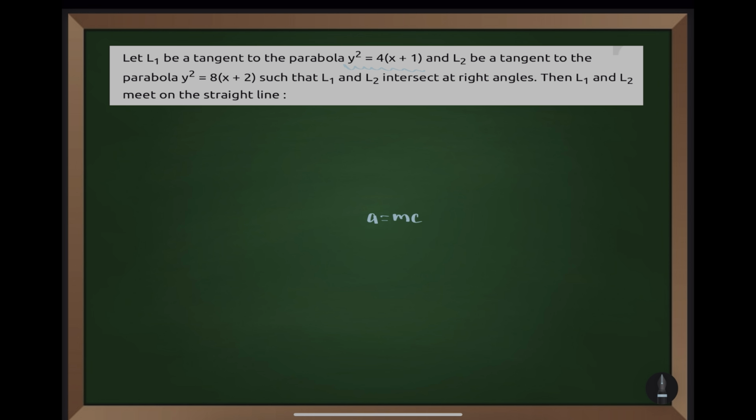Okay. And L2 be the tangent to the parabola this. Okay. This is also the same parabola, right side opening. So we don't have any problem. Such that L1 and L2 intersect at right angle. Okay, both are intersecting at right angle. This means product of slope will be minus 1. Okay, then L1 and L2 meet on the straight line.